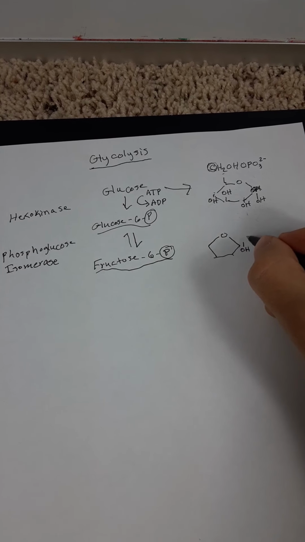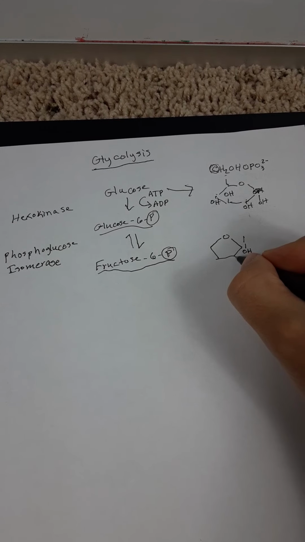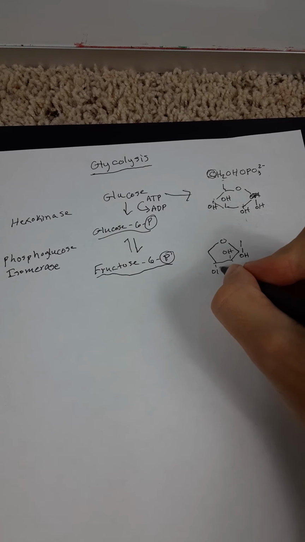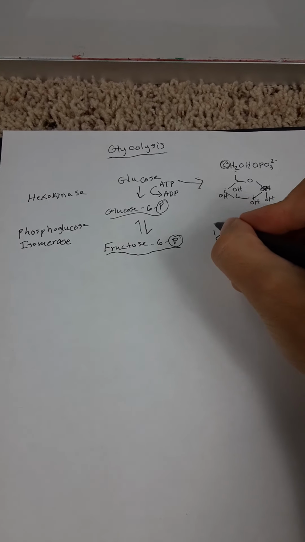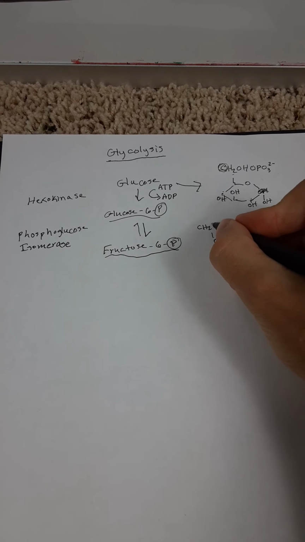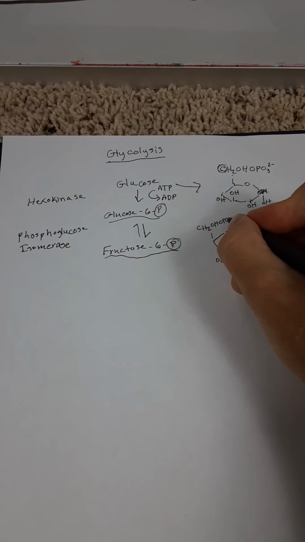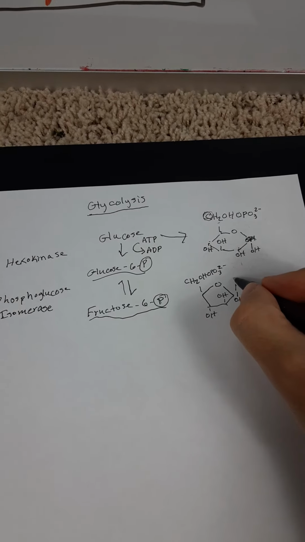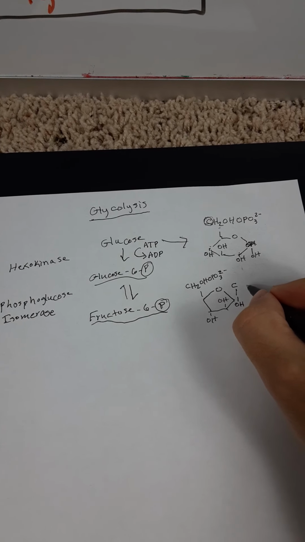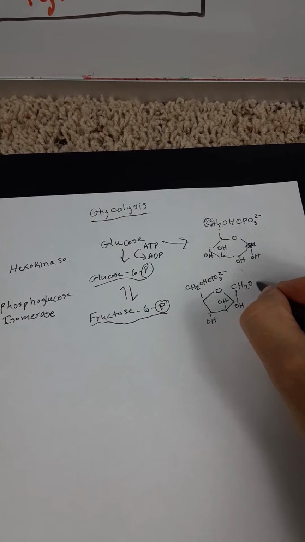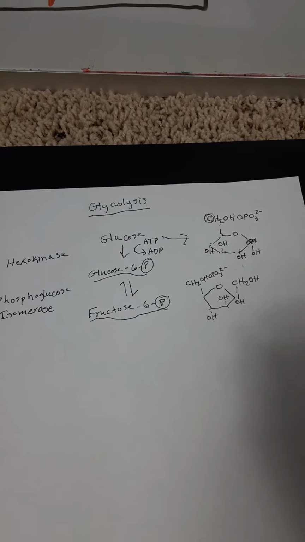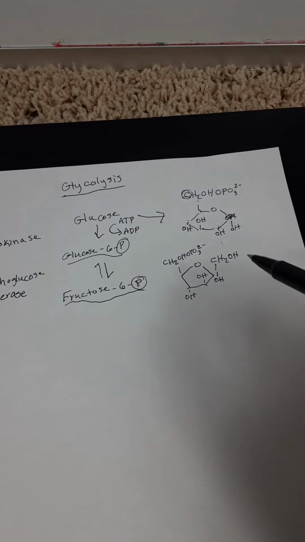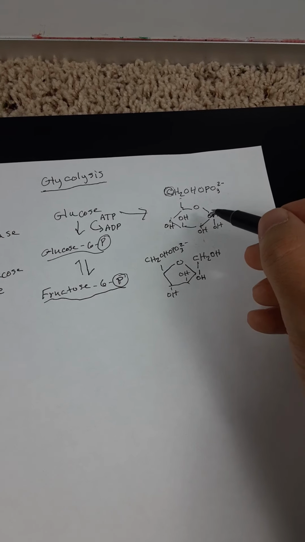There's still going to be 6 carbons. There's a line there, a line there. Let me draw this out really quick. And you're going to have your phosphate group still. Remember, we have 2 negative. So what an isomerase enzyme will do is it will actually change this structure.